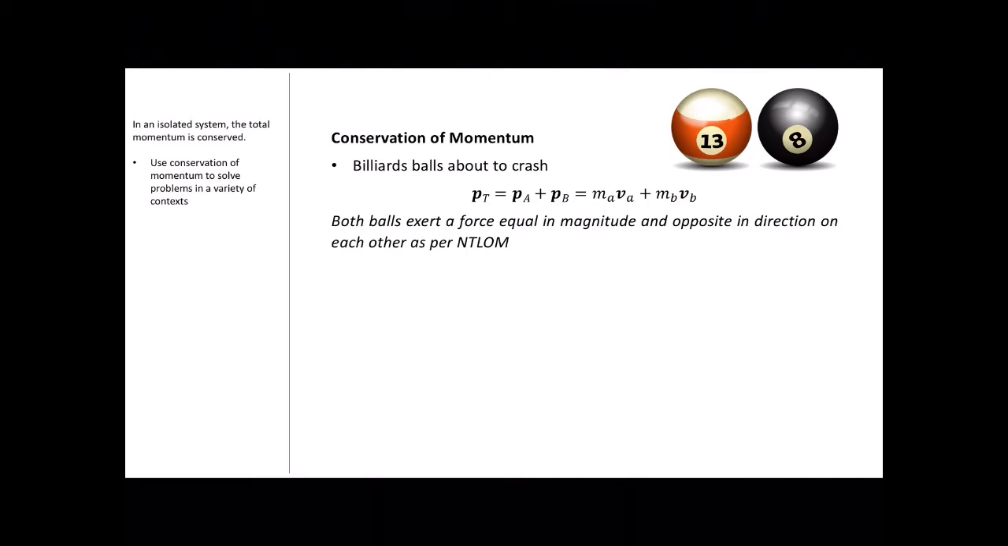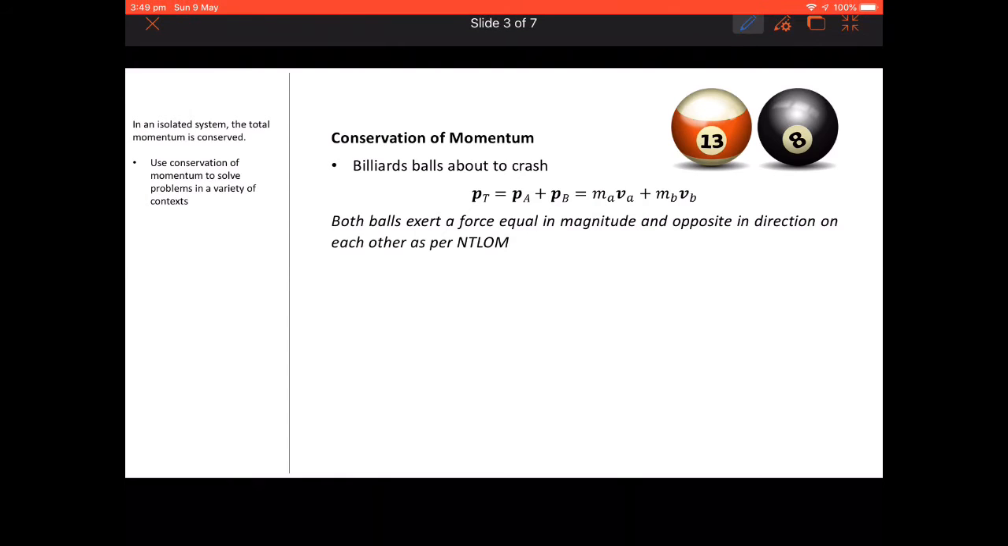So in our billiard balls or pool balls example, they're about to crash. So the total momentum of this system is going to be equal to the momentum of ball A plus the momentum of ball B. So that's expanded out as the mass of A times the velocity of A plus the mass of B times the velocity of B.